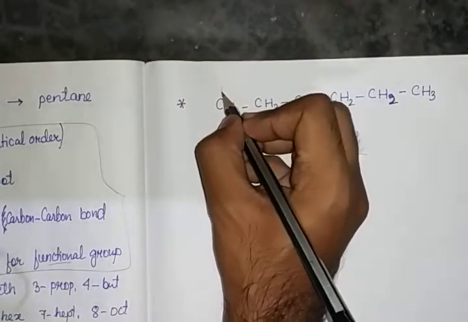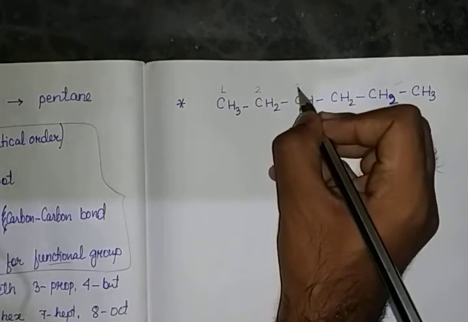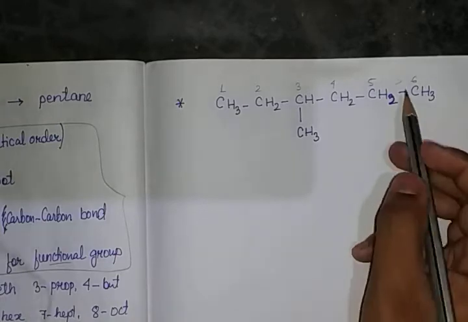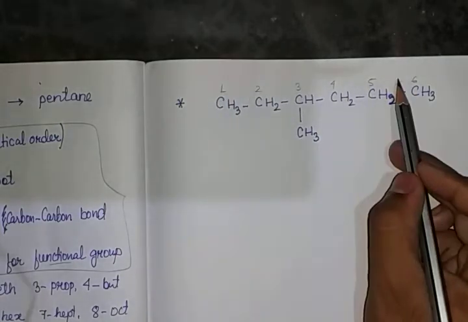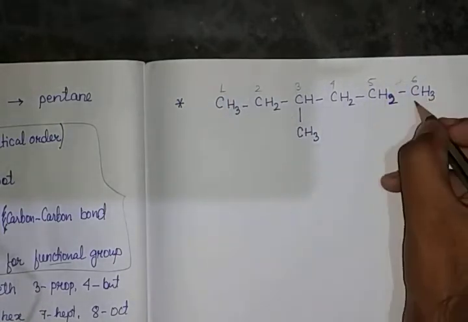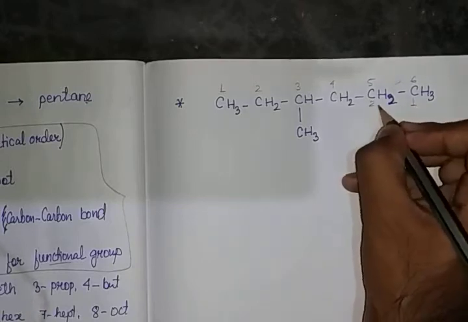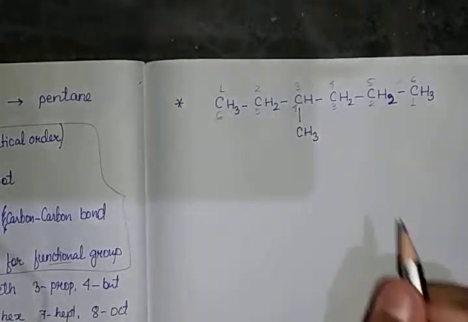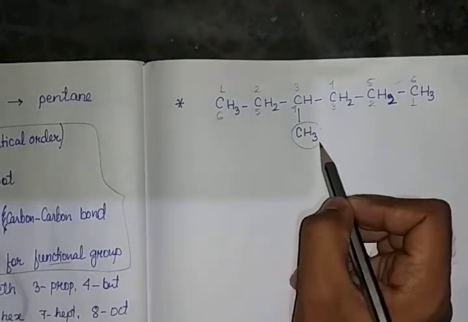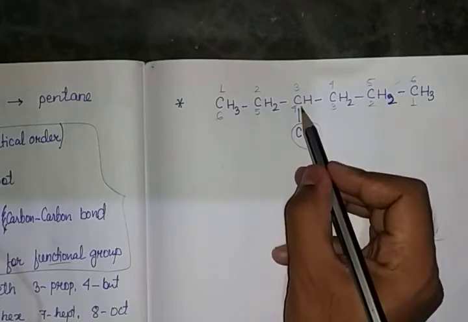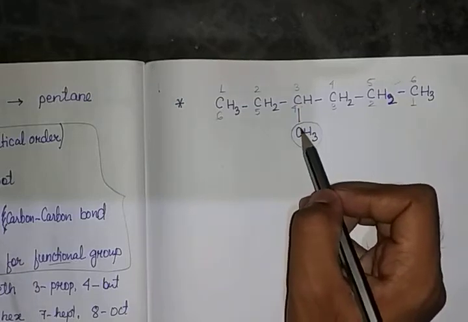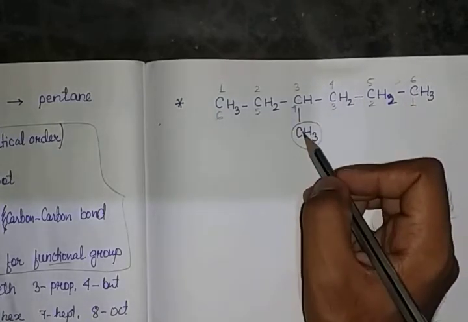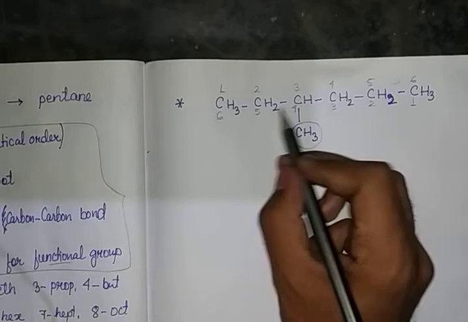So let's number 1, 2, 3, 4, 5, 6. We have to number it from left to right. Also, we have to number it from right to left. 2, 3, 4, 5, 6. Now, this one is present as a side chain, which means it is present as a branch. Sorry, this is present as a branch in this straight chain, or side chain also it is known as.